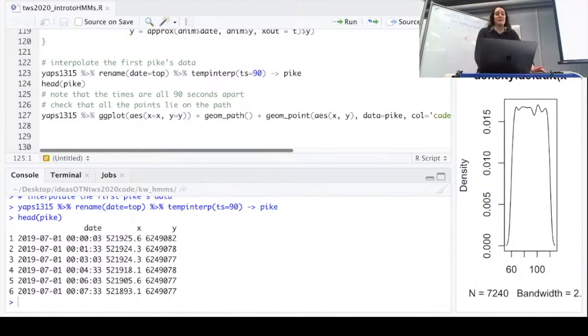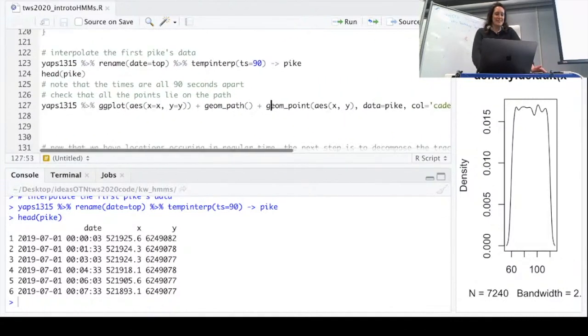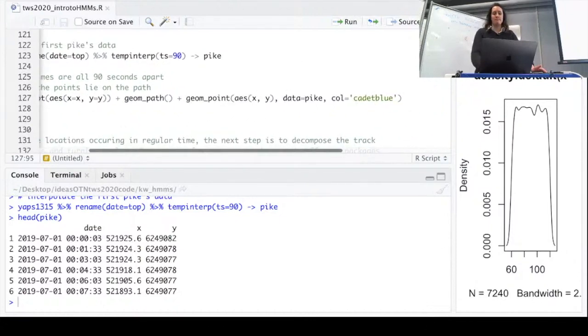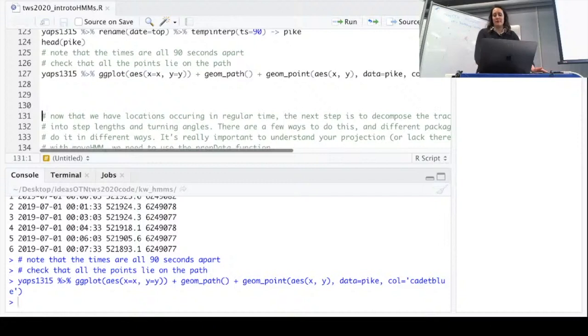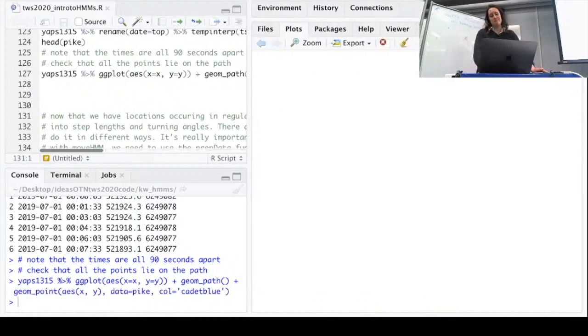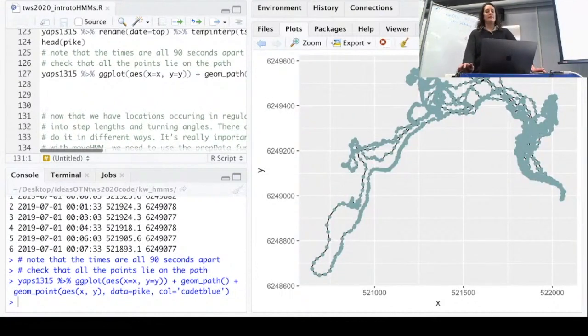And then what you want to do is check that all the points actually lie on the path, because if they don't, then something went wrong, and that needs to be fixed first. So here you just take the YAPS data, ggplot it, add a path, and then add the points from the interpolated data. I really like cadet blue, so I like to pick the colors. I think this is the example that I actually used in the PowerPoint presentation. So here we see all of our points, which are the interpolated part, actually lie on that path. So that's good.